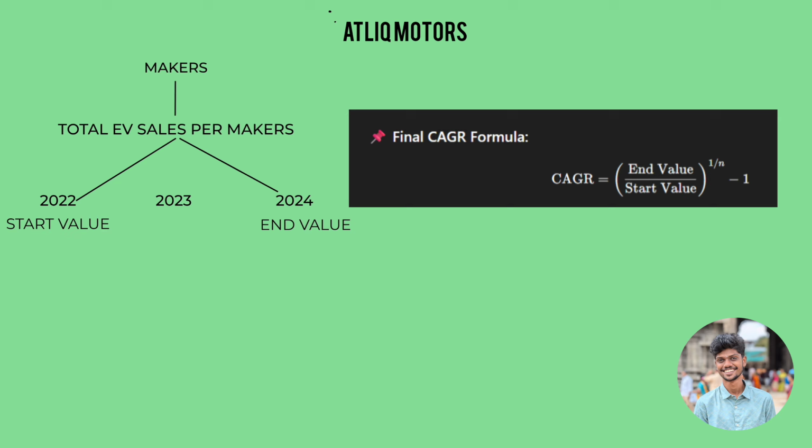Now let's implement the CAGR formula in our Power BI project. First we need to find the total EV sales per maker. We have already created this measure earlier, so we will use that directly. Now to calculate CAGR, we need the EV sales value for 2022 and for 2024, our starting value and the ending value. But in our measure, we have all the values 2022, 2023 and also 2024. We only need the starting value and ending value. But how do we get these values from a measure?